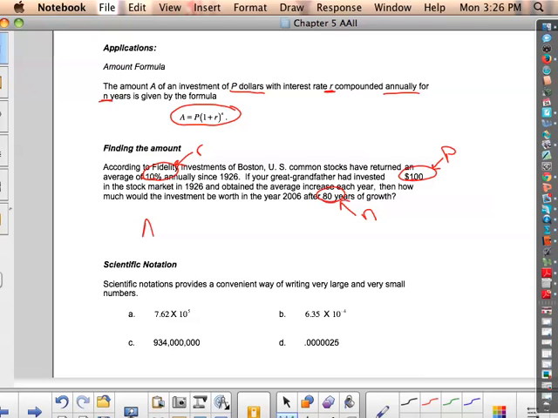So the amount we would have would be equal to the principal, 100, times 1 plus the rate, which was 10%, raised to the 80. Don't forget order of operations here. Order of operations says I'm going to have 100 times 1.1 raised to the 80, and that would give me $204,840.02.